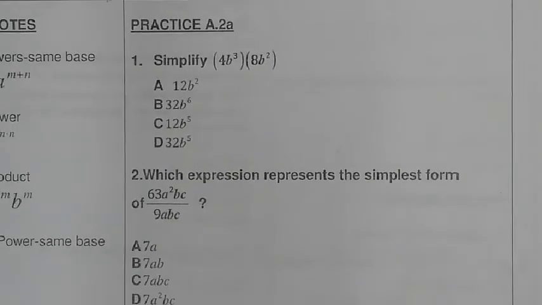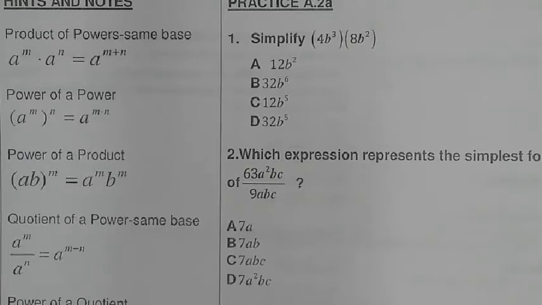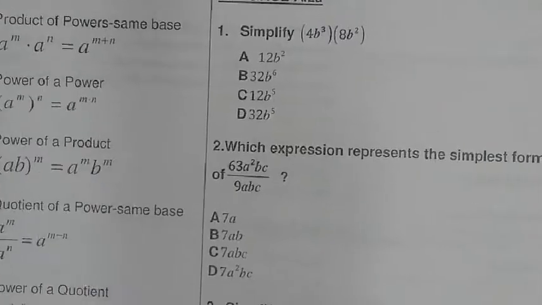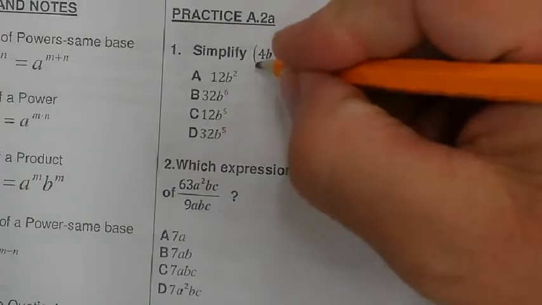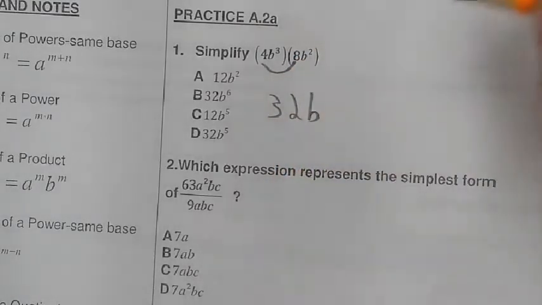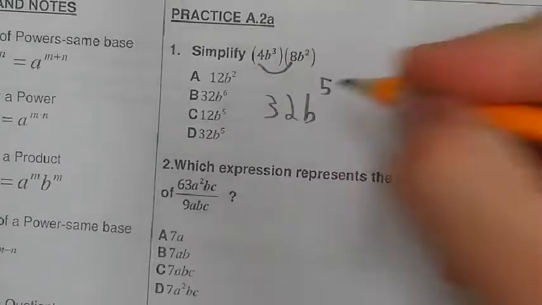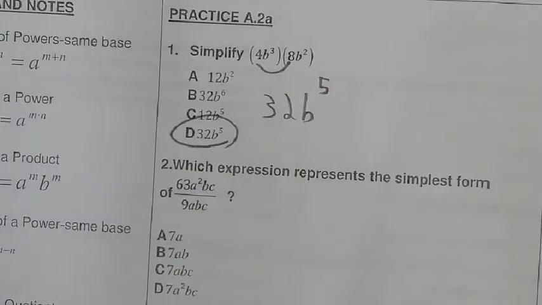So, on page 3, this is where we're doing the powers of the monomials. Here we know we just do 4 times 8. 4 times 8 is 32. Anybody remember what we do with our exponents? Whenever you're multiplying, you add them. So what's 3 plus 2? 5. So you should get 32b to the 5th. That's all you do.